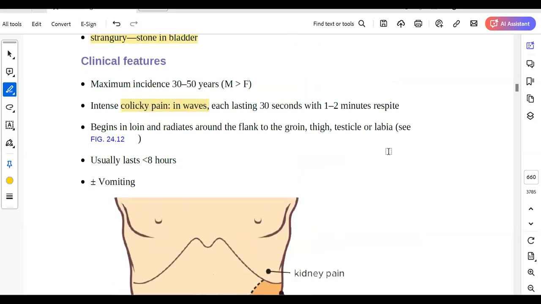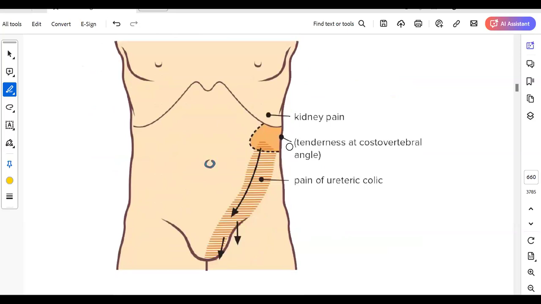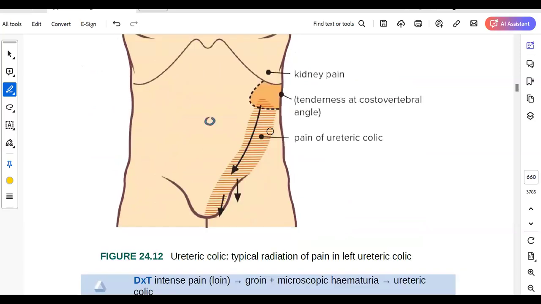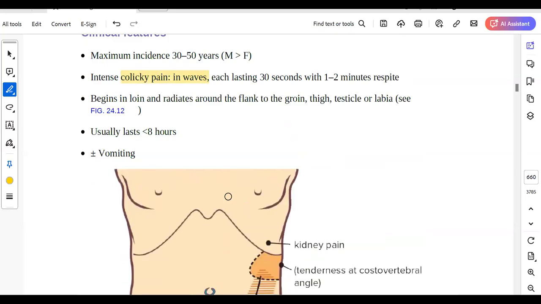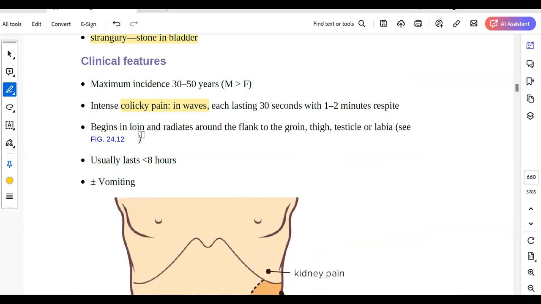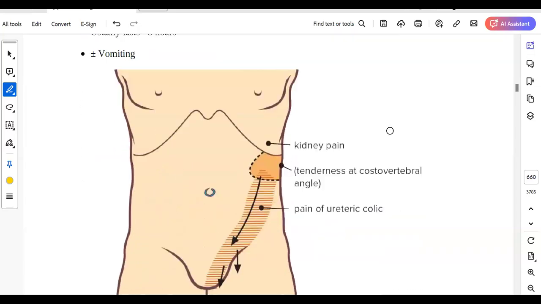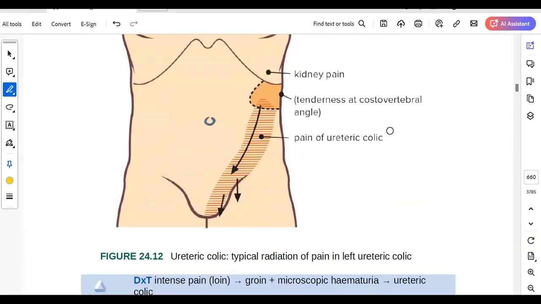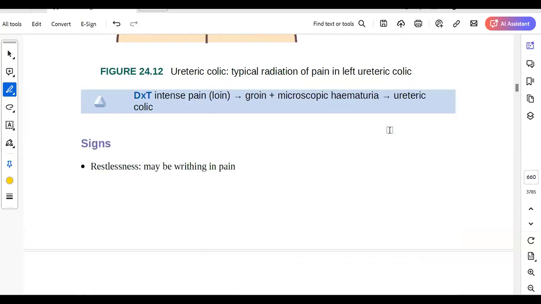So it's a colicky pain which starts in the loin or flank. So it starts on the flank and then it radiates down to the groin, thigh, testis, or labia in female. So that's a classic presentation. So a patient coming to you with a sudden onset of severe colicky pain, starting in the flank or loin and radiating to the groin, thigh, testis, or labia with or without vomiting. That will give you the diagnosis that it is a renal stone or ureteric stone.